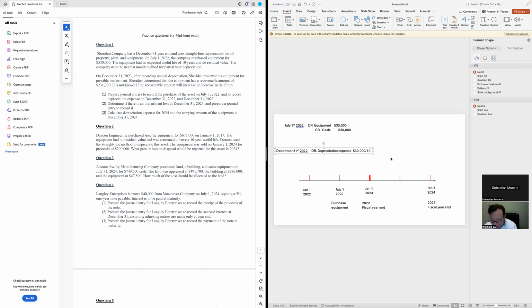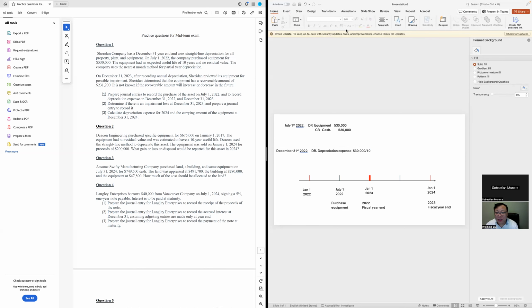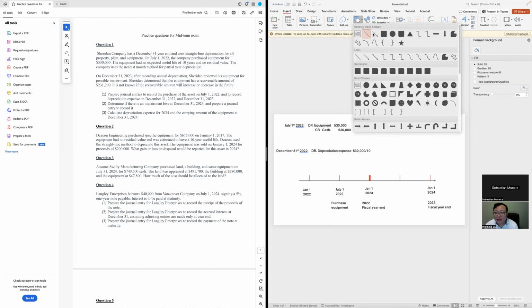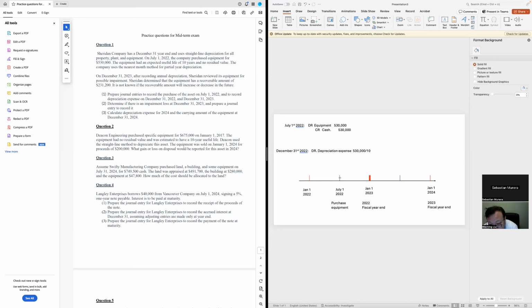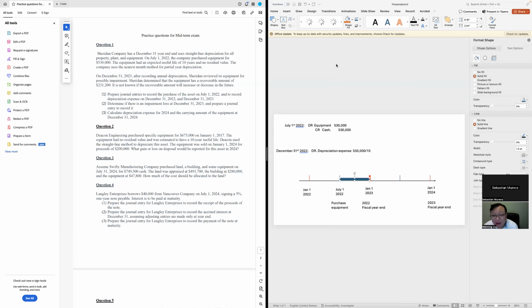Very good. Yes. So basically, when you are dealing with that depreciation, we are doing this timeline, right? So from July 1st to the end of the year, that's gonna be this time period.